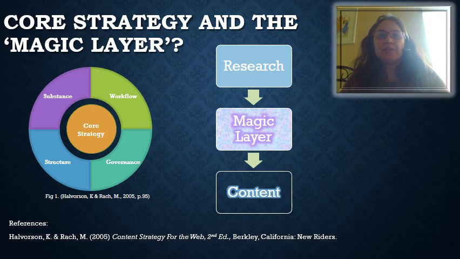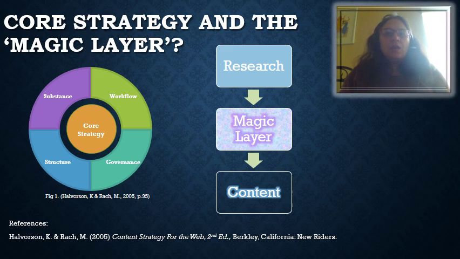Hello. So this week we're talking about core strategy statements and the magic layer, which I love that name. This week's work is mostly coming from Content Strategy for the Web, and it all starts on page 95, where I got this graphic about core strategy, the substance, the workflow, the structure, and the governance, which we can talk about a little bit now.